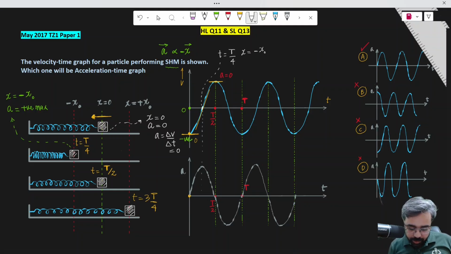And after one quarter time, it will return back to its equilibrium position, and that will be a completion of one oscillatory motion of this SHM, and these are the graphs, and I hope you understand the whole answer.